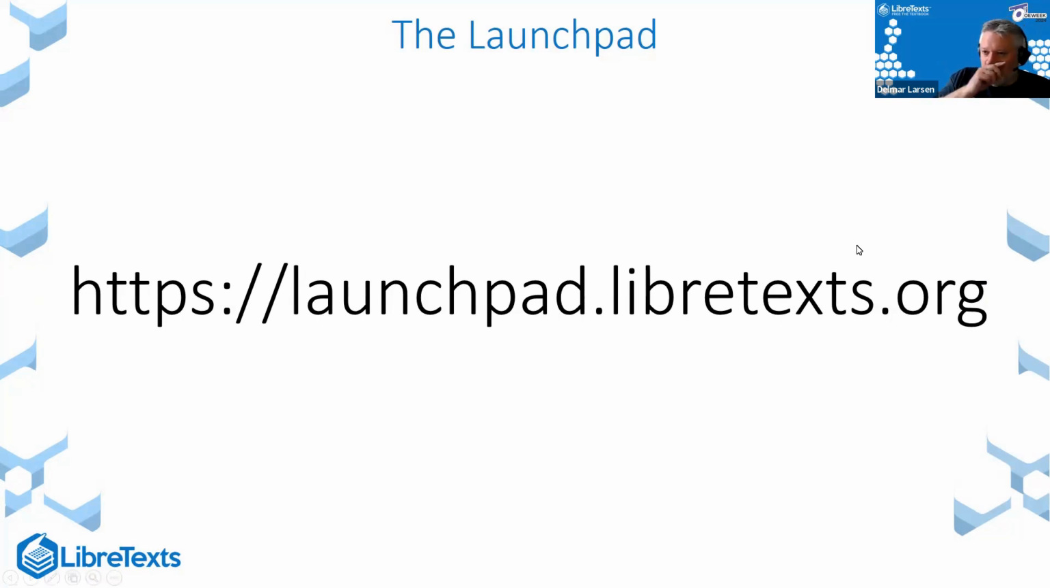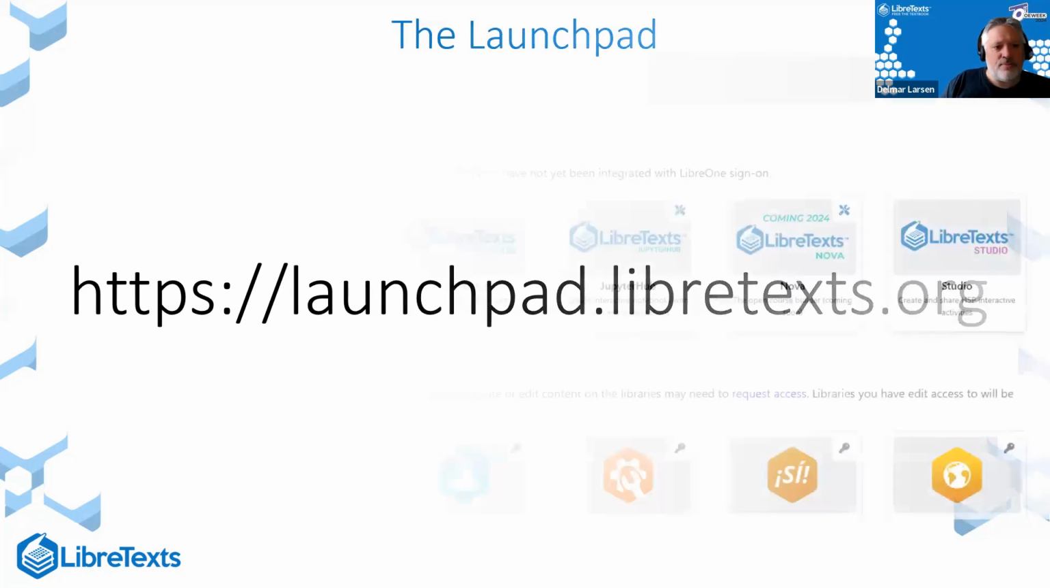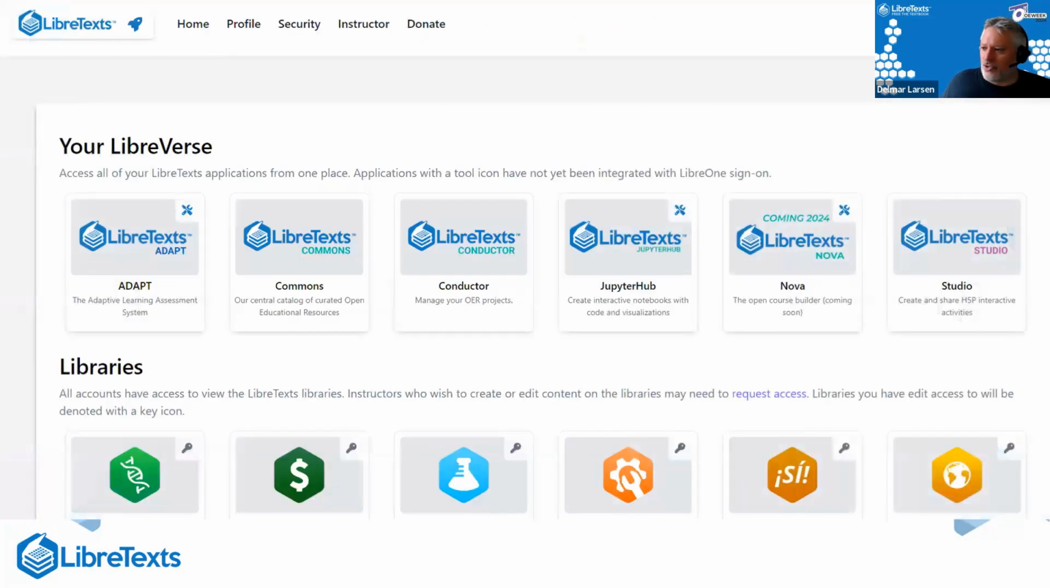launchpad.libretext.org. That right there is a map that looks at the entire LibreVerse and gives you an overall overview of everything that's part of the LibreVerse. It looks something like this, and if you guys have interest and we have time, I can certainly go through it real time. It basically has a series of applications that are part of the LibreVerse, including libraries down below, which are independently operating wikis that store the textbook material that's out there.